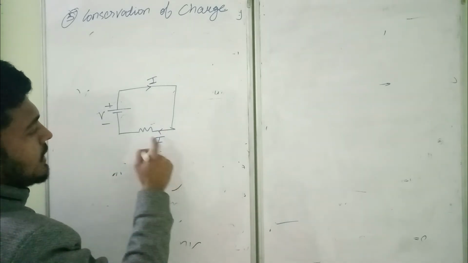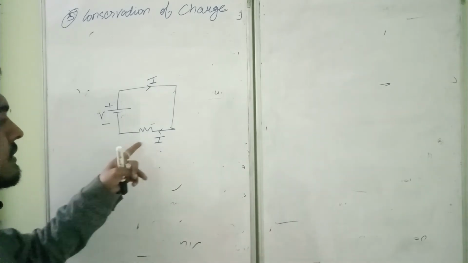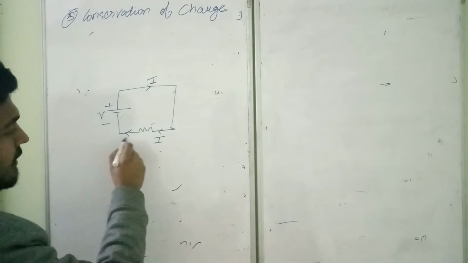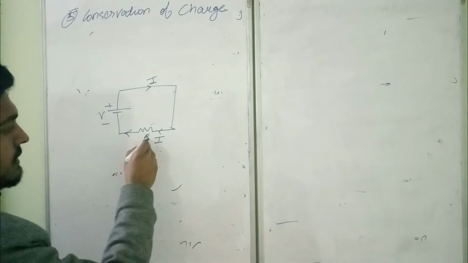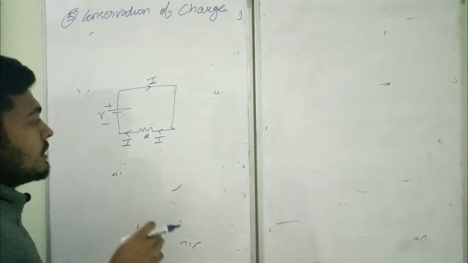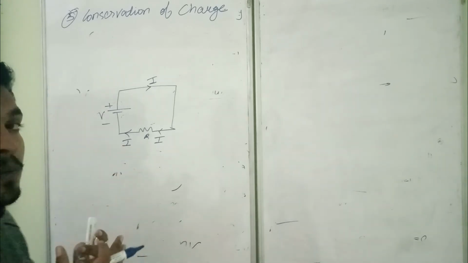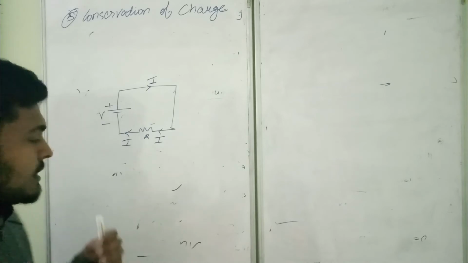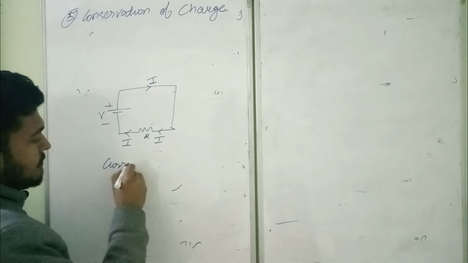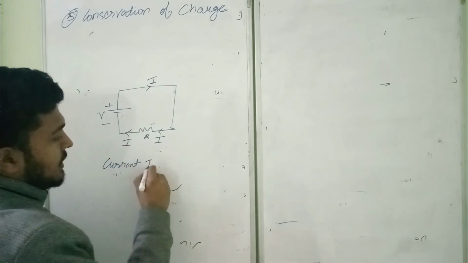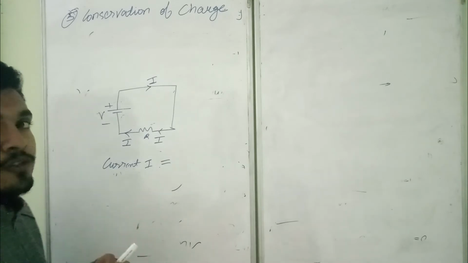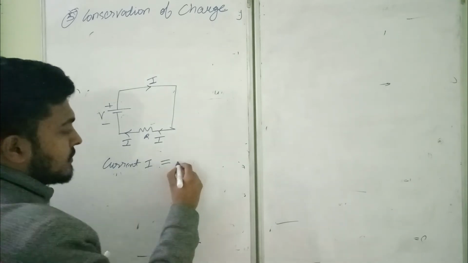Here the current I enters this resistance, and you will see that if current I is entering resistance R, then the current I will also be leaving. So the thing is, what is current? The current is the flow of charge. Current I is equal to the rate of flow of charge.